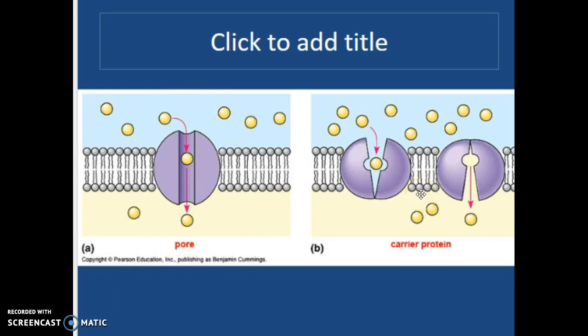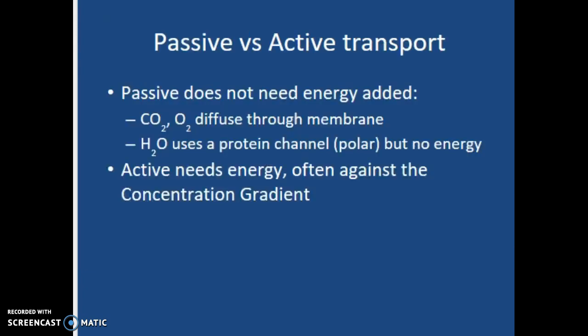Just briefly, there's also a carrier protein, which is changing shape to move a molecule into or out of the cell. And this can also work against the concentration gradient, but we'll talk about that in a minute. Depending on how much energy is used is how we determine passive or active transport. Passive transport does not need any energy added.